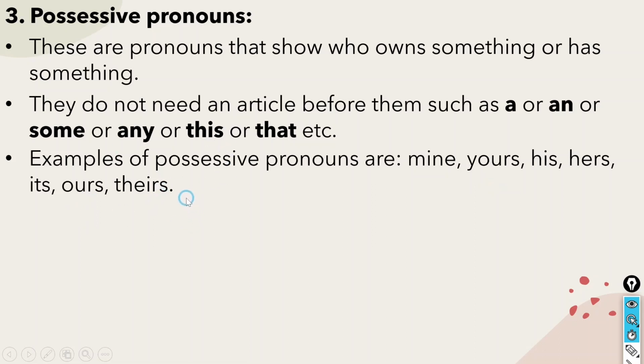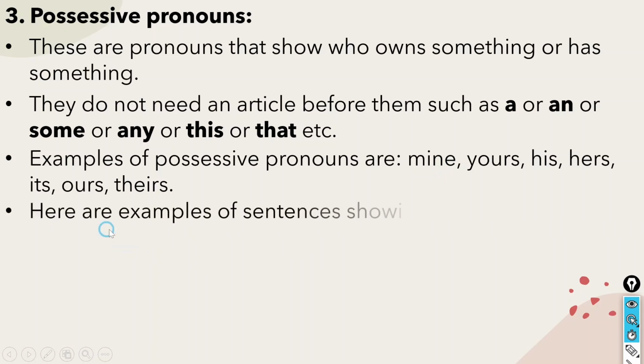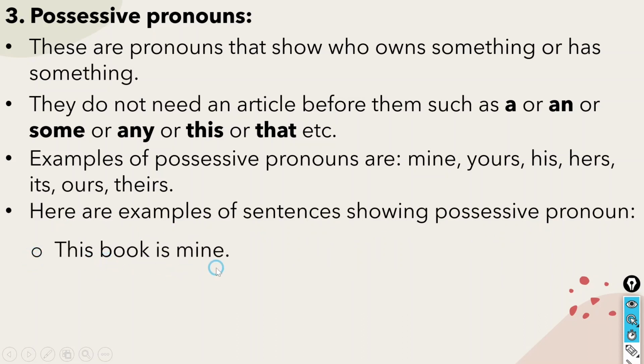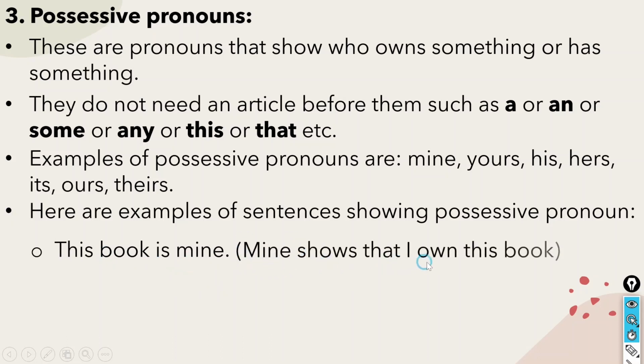When we use these in a sentence, we see very well to whom something belongs. These become possessive pronouns that show us to whom whatever it is belongs. Here is an example sentence showing possessive pronouns: "This book is mine." You see? Mine shows that I own this book. So it is showing ownership, or to whom the book belongs.